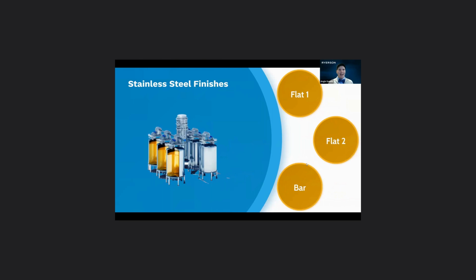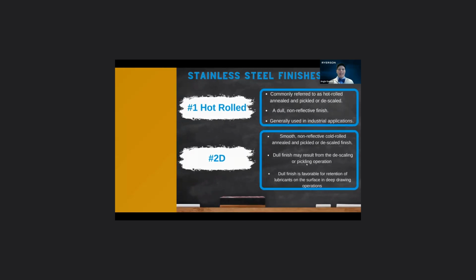All right. So I hope that really helped drive it all home. Now we're going to talk about the finishes that stainless can have. So the first finish we're going to talk about is a hot roll finish. It's also known as number 1 or HRAP. HRAP stands for hot rolled, annealed, and pickled.